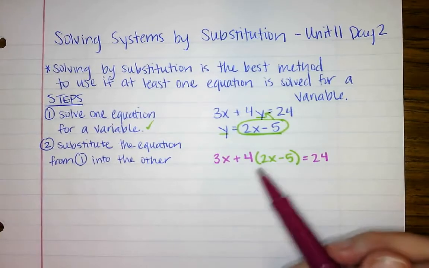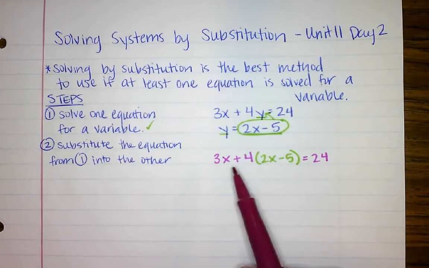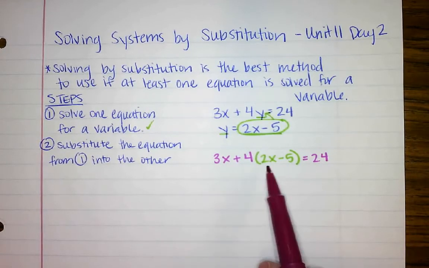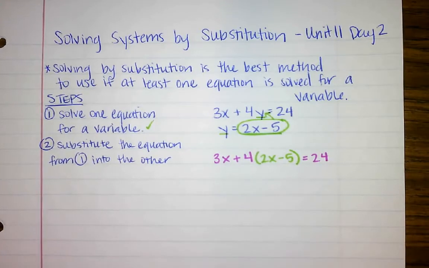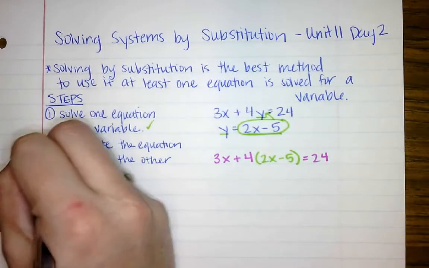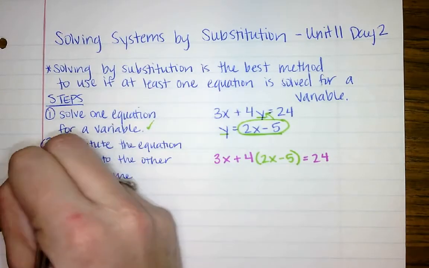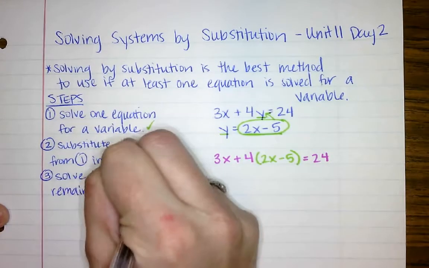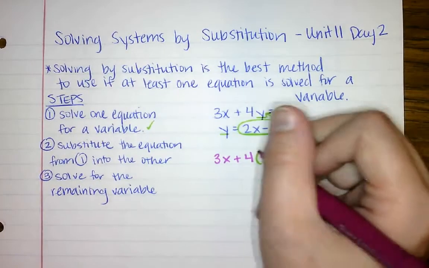Awesome. Now the beautiful thing about this is, when you look at this new equation that we have, what is not there? A y. So now, can we solve for x pretty easily? Yes. So that is our step 3. You solve for the remaining variable. Sometimes it's x, sometimes it's y, sometimes it's A, sometimes it's B. It depends on what our variables are named.